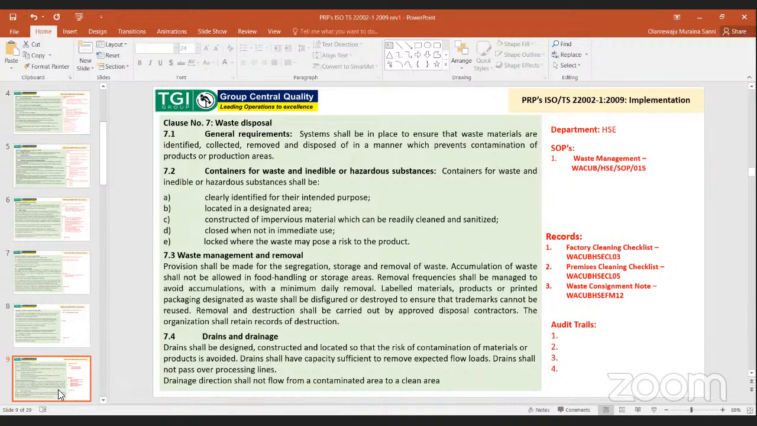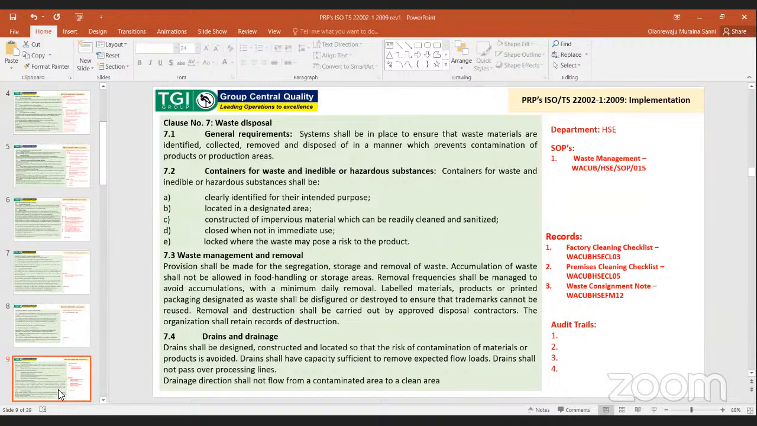These activities are managed mostly by HSC. That is the overall waste management. But individual departments, we have the controls. For example, production should be able to identify waste that is coming from their side. They need to also keep those wastes properly to ensure that the waste does not pose a risk to the product. Records in place, we have factory cleaning checklist.